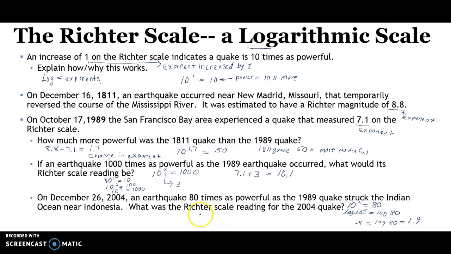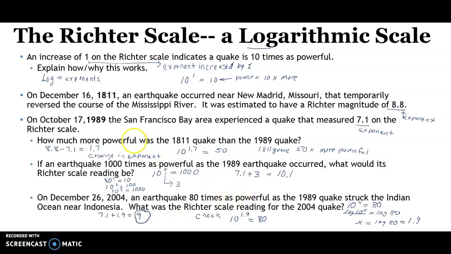I can double check that by going to my calculator and typing 10 to the 1.9 power. And now there was some rounding, so it's not exact, but it is approximately 80. So the logarithm gave me the exponent. So the exponent would change by 1.9. The exponent back in 1989 was 7.1. So 7.1 plus 1.9 gives us a Richter scale reading of 9 for that quake that happened in 2004.